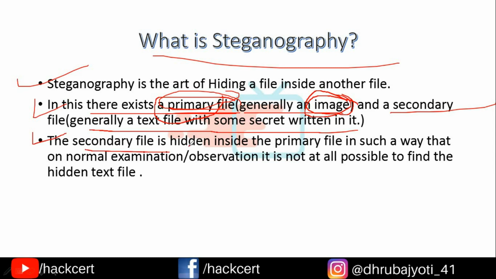The secondary file is hidden inside the primary file in such a way that on normal examination or observation, it is not at all possible to find the hidden text file. When somebody opens the primary file, they will never be able to observe the secondary file. The only way they can observe the hidden file is by opening that primary file inside the particular tool which was used to perform the steganography.